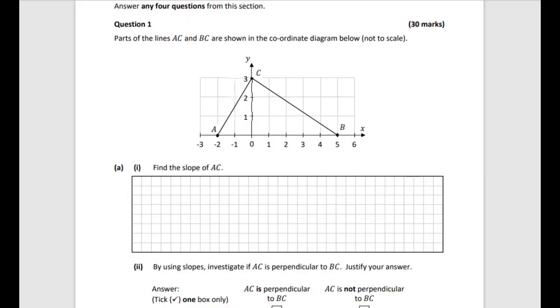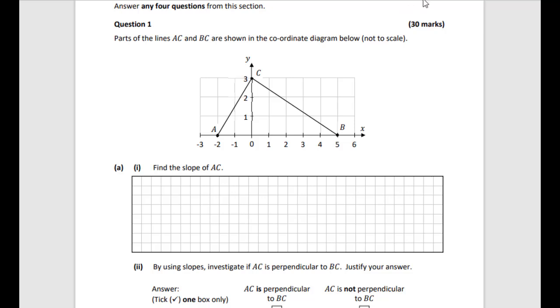Okay, so let's have a look at the 2022 Leaving Cert Ordinary Level Maths Paper 2. This is question 1. Parts of the lines AC and BC are shown in the coordinate diagram below, which is not to scale. Find the slope of AC. Okay, so a couple of ways of doing this.